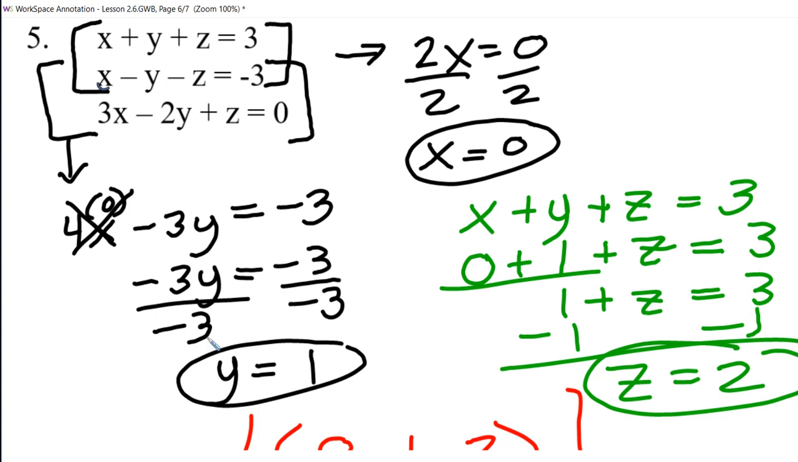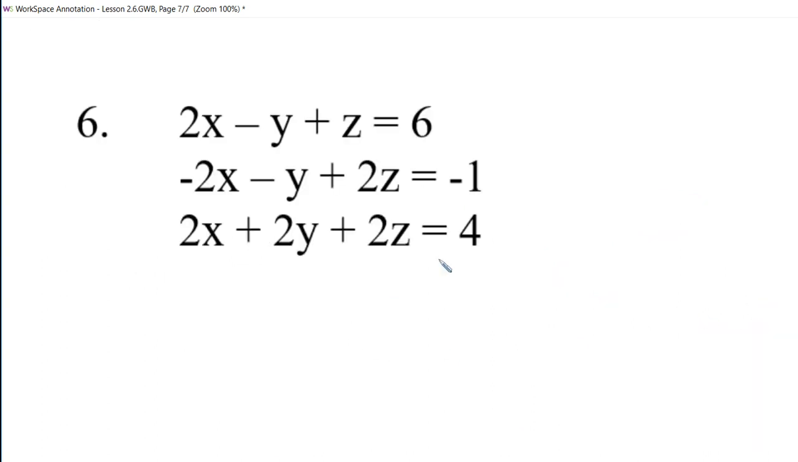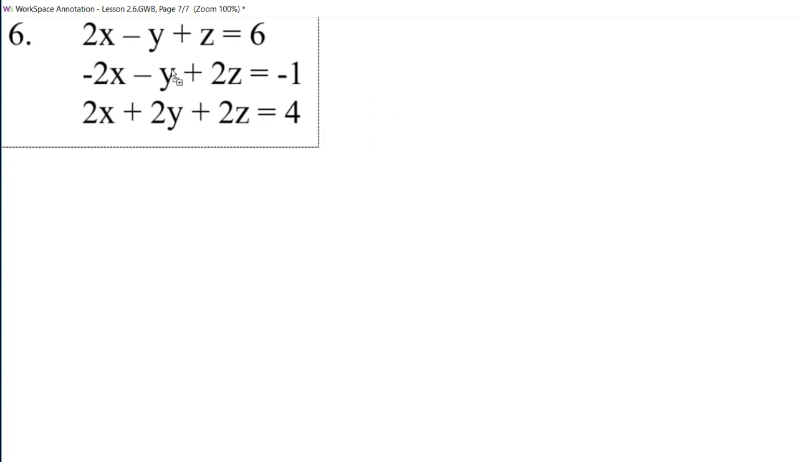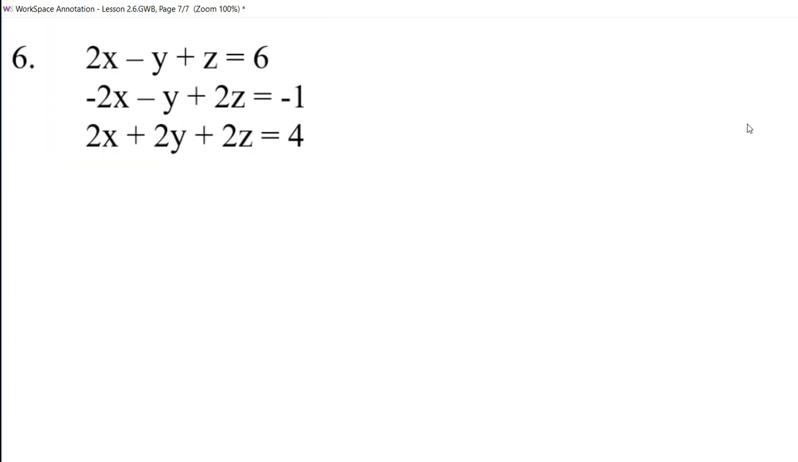Last one, number 6. Okay, number 6, using my tips. What was tip number 1? Shortest equation. Do we have a short equation here? No, all of them are long. So what's tip number 2?